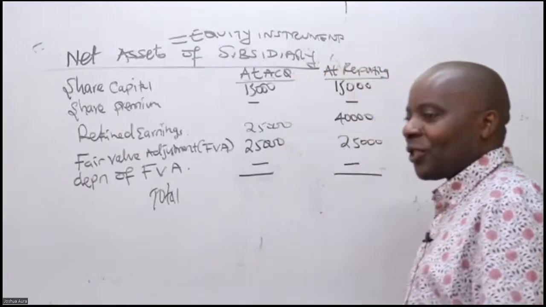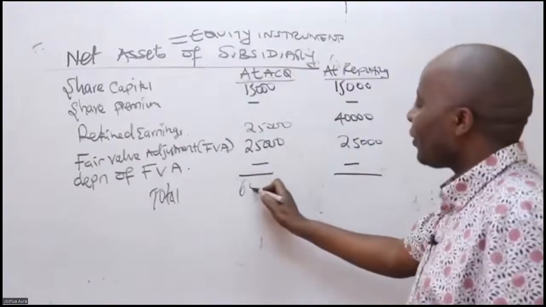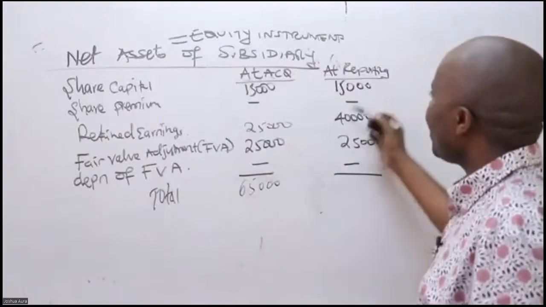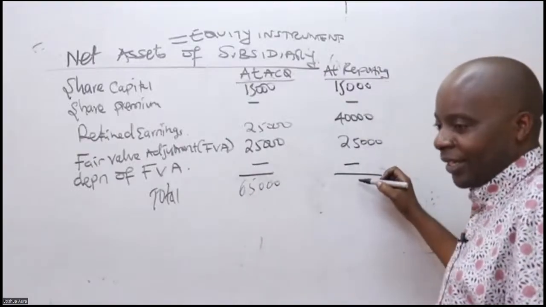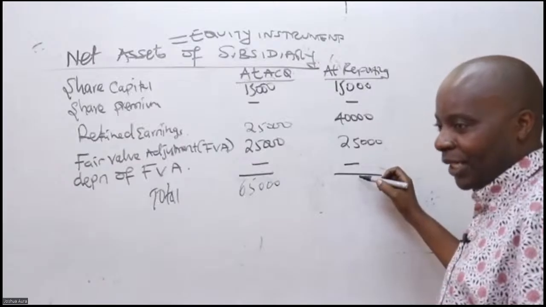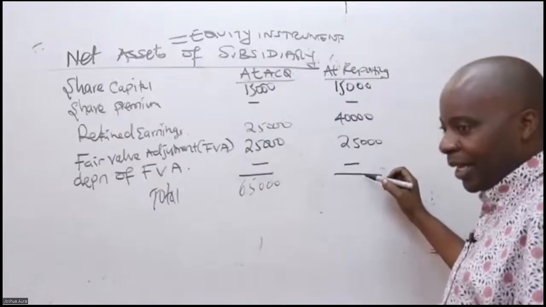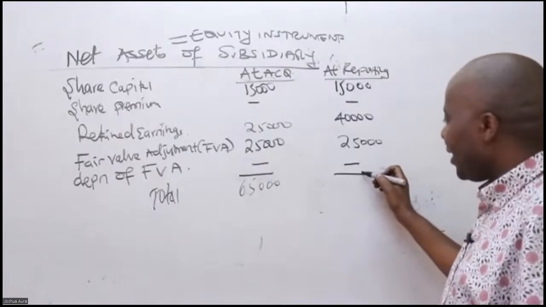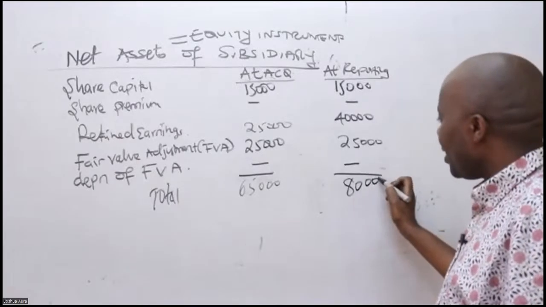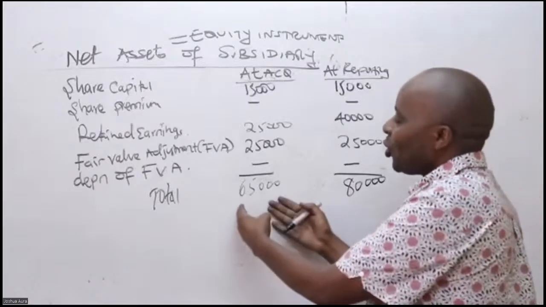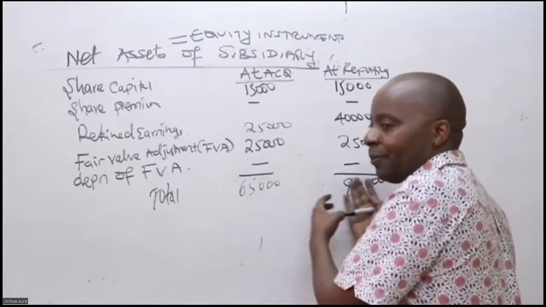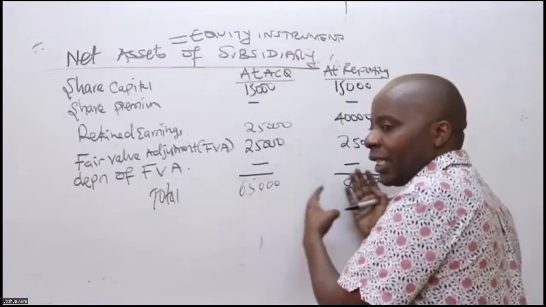They'll run away. So in this case here, the total is 65,000. How about at reporting? At reporting, what do we have? 80,000. Now on CoH, from acquisition to reporting, I can see there is growth.